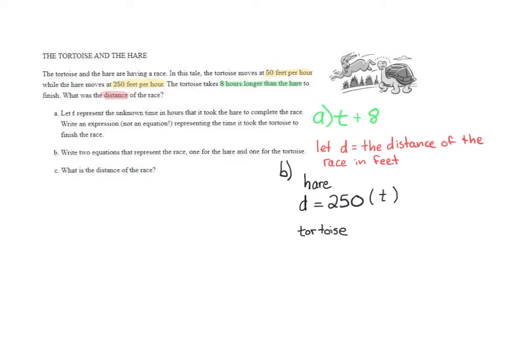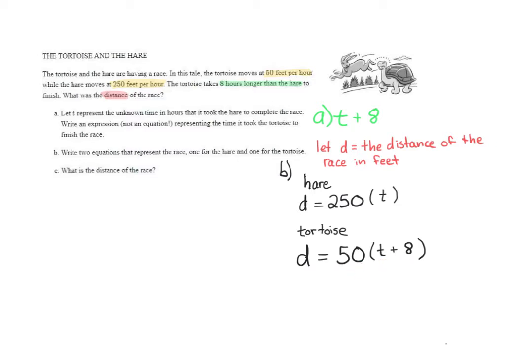Next, I'll write the equation for the tortoise. I'll start it the same way. The tortoise is running the same race, so D, the distance of this race, is the same. And it is equal to the tortoise's rate, which is 50 feet per hour, times the amount of time that the tortoise was racing for. In this case, we take our expression from Part A, T plus 8. That's how long the tortoise was racing for. So that becomes our time, and again we have distance equals rate times time.